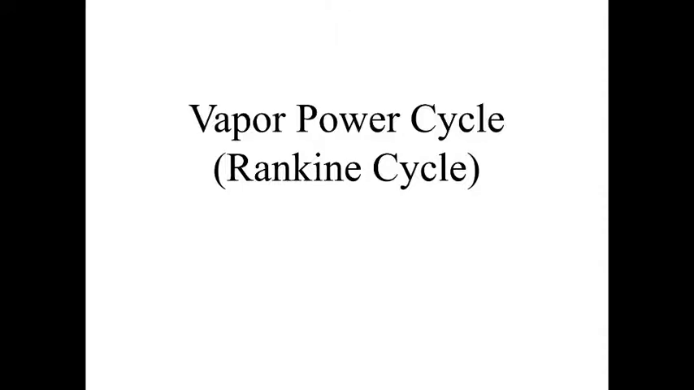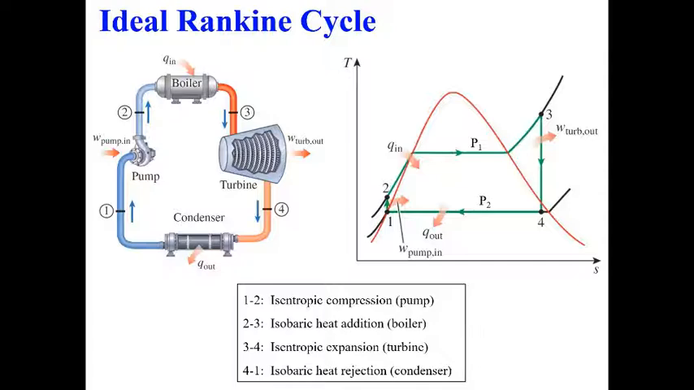So let us begin with vapor power cycle. We'll talk about Rankine cycle. So this is the schematic of a setup for Rankine cycle. Mostly in thermal power plants we use this type of setup, and this is your TS plot. So let us look at various processes involved.